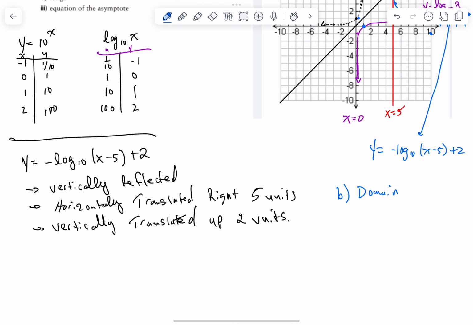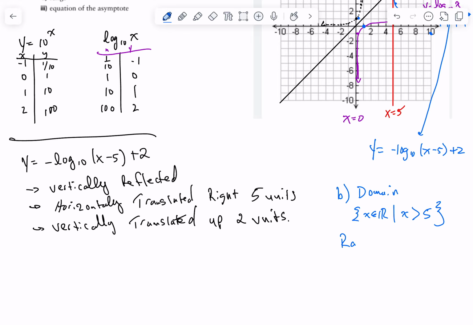So we can say that the domain here is x can be a part of the real numbers such that x has to be greater than 5, not equal to, because it's an asymptote. It's not going to ever touch it. It's going to get closer and closer but never touch.